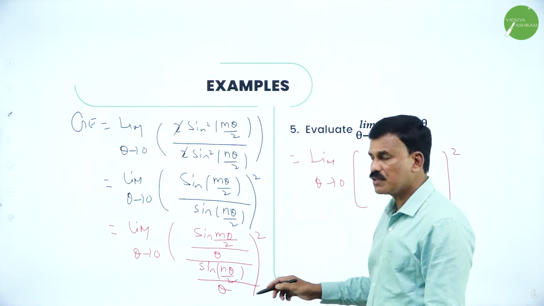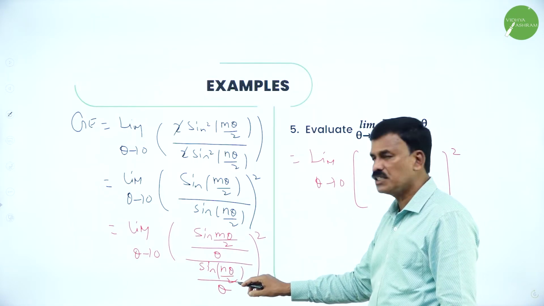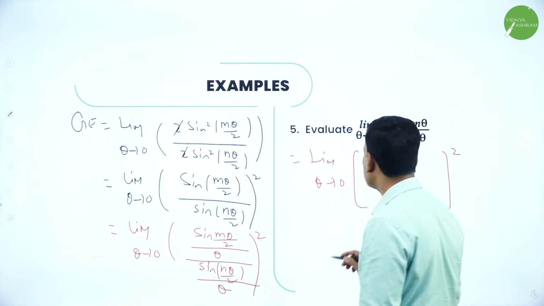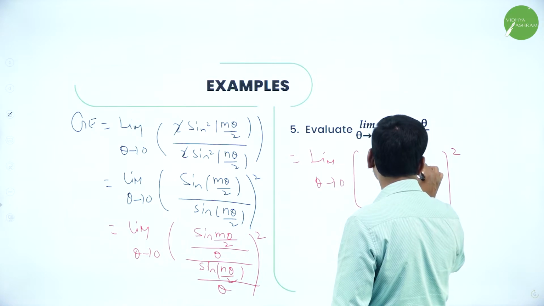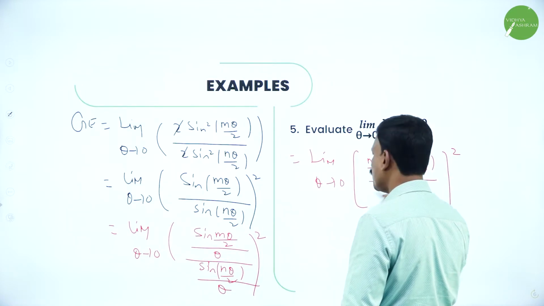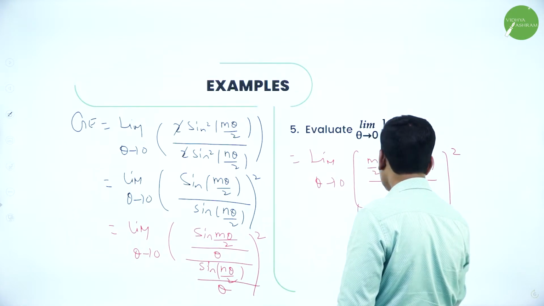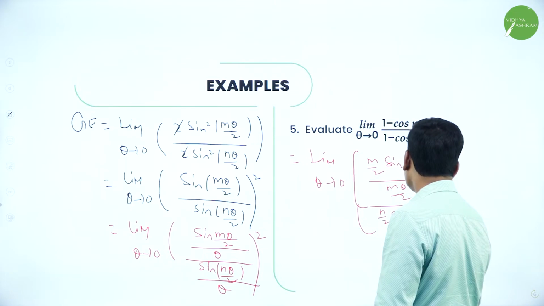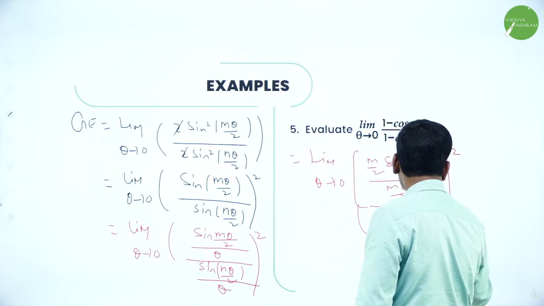See here, if you observe carefully, here sin m theta by 2, here sin n theta by 2. For this, just multiply and divide by m by 2. That's it. So this is m by 2 into sin of m theta by 2 whole divided by, in the denominator, m theta by 2. Similarly, in the denominator, just multiply and divide by n by 2: n by 2 into sin of n theta by 2 whole divided by n by 2 into theta.